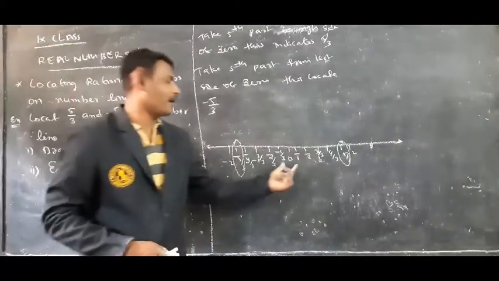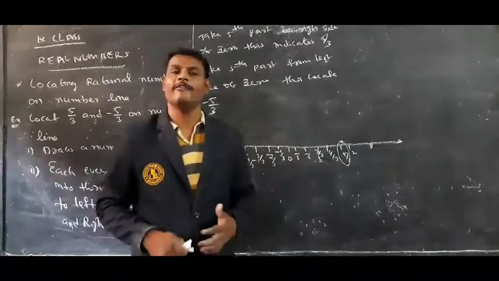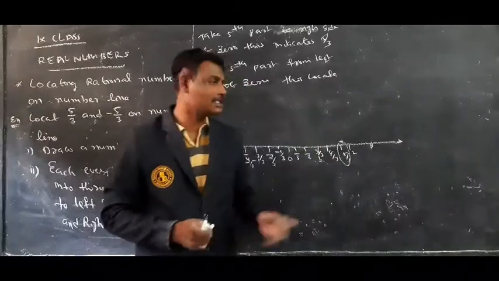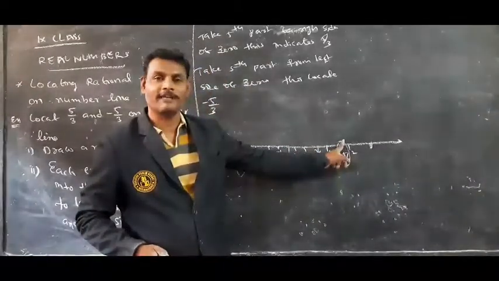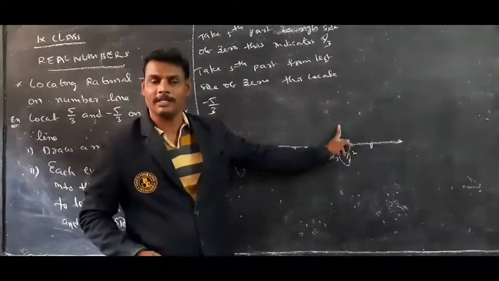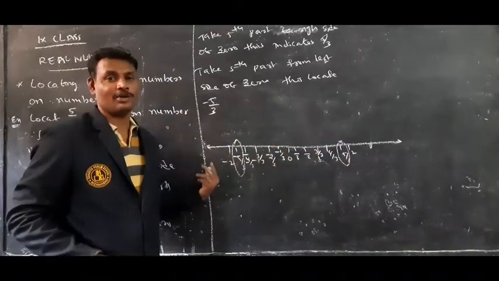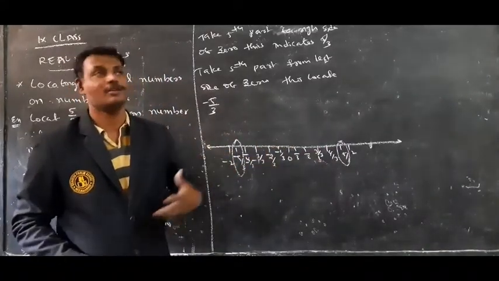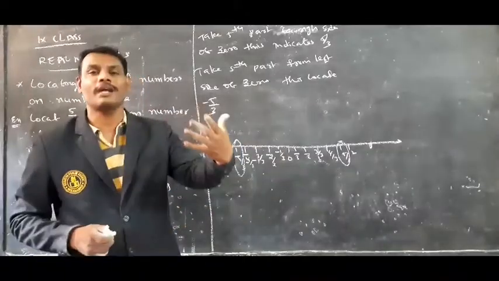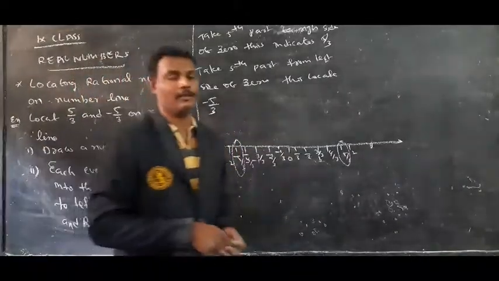Okay. Draw a number line. Each and every unit is divided into 3 equal parts. Take the fifth part from the right side of 0, that indicates 5 by 3, and also take the fifth part from the left side of 0, that indicates minus 5 by 3. So this is the process to locate rational numbers on the number line.